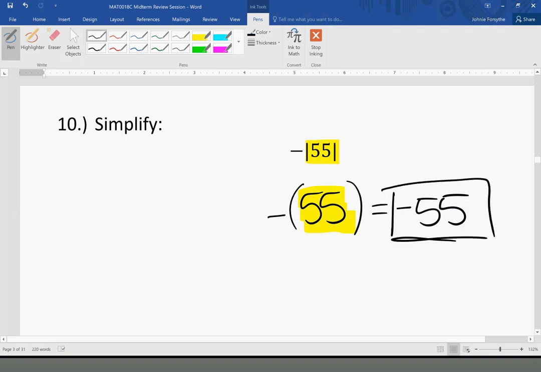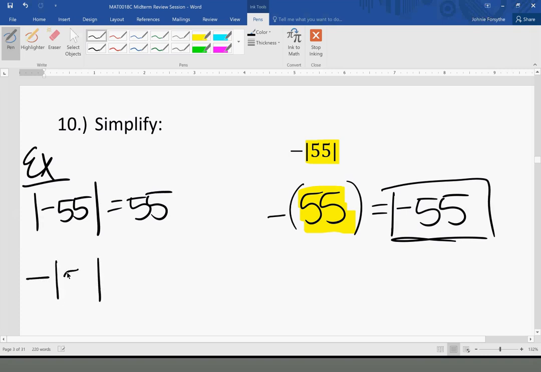And so negative times 55 is just going to be negative 55. And that's your answer. Let me compare that to something else. So let's say I have the absolute value of negative 55. Okay? So the absolute value of negative 55 is going to be positive 55. That negative sign is in that absolute value sign.